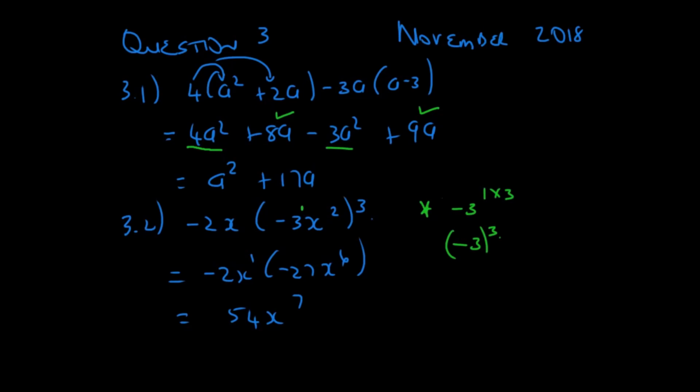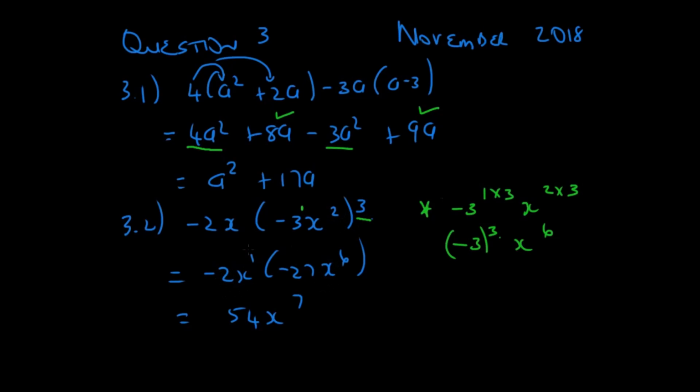So that will give us negative 3, but don't forget that 3 has its own power of 1, and that's x to the power 2. We've got to distribute this 3 on the outside. So what we need to do is say that it will give us negative 3, 1 times 3, and then x to the power 2 times 3. X to the power 2 times 3 is x to the power 6, and negative 3 to the power 3 is negative 27.